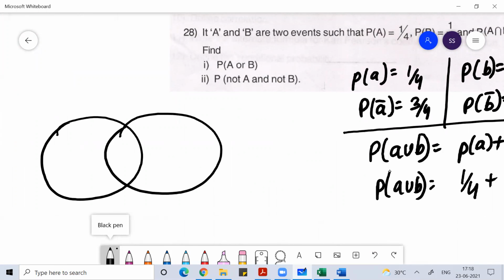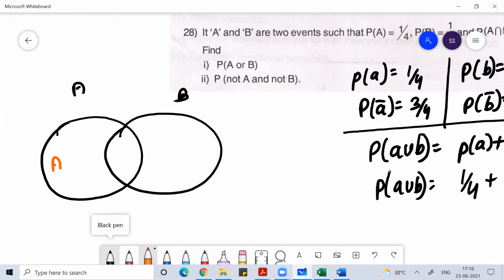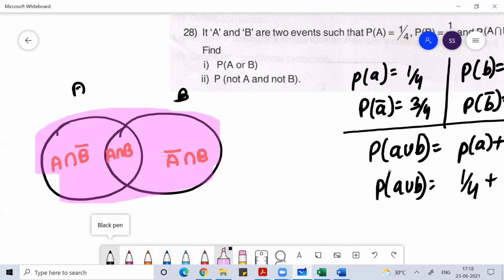This is A, this is B. So this we write as A intersection B dash. This is A intersection B. This is A dash intersection B. Okay, and whatever is there inside, what is there? This is filled. This is A union B.